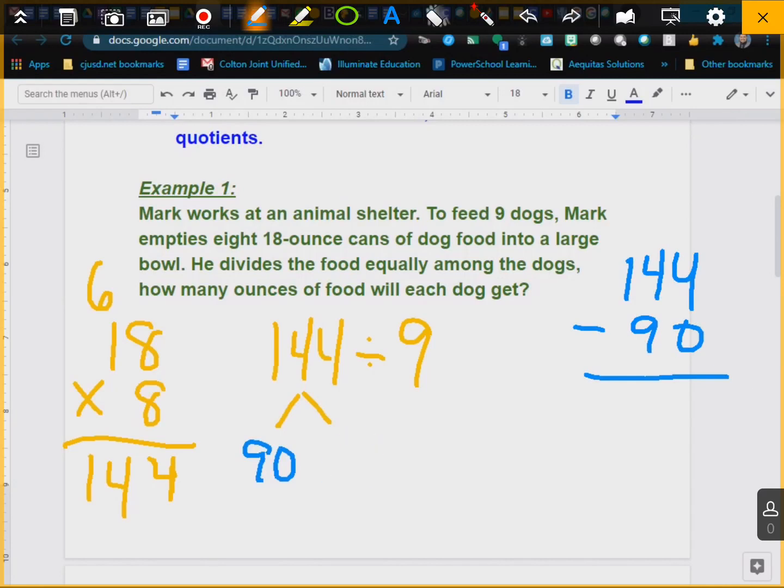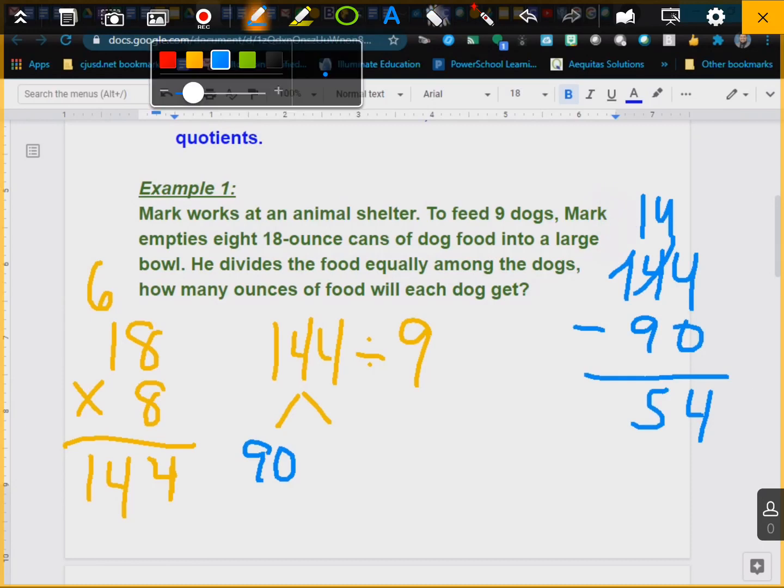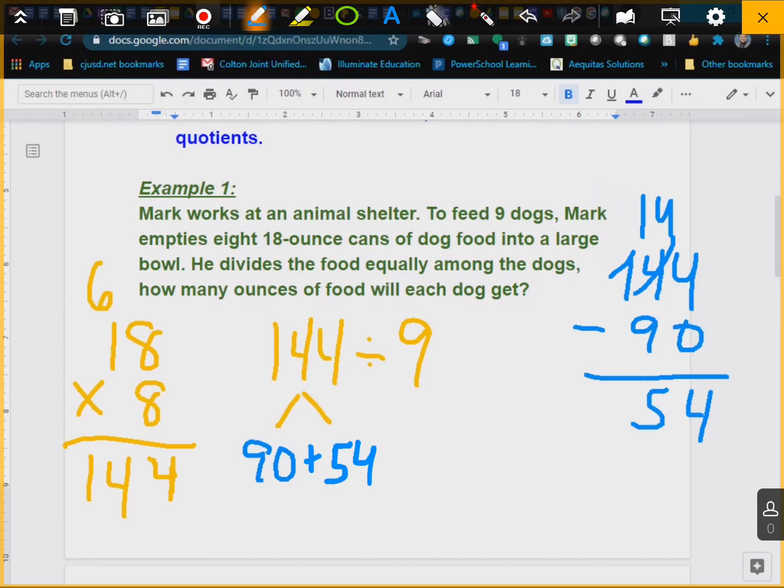Okay, so 144 minus 90, let me do that right now. 14 minus 0. Oh, I'm sorry, I did that totally wrong. 4 minus 0 is 4. 14 minus 9 is going to go ahead and be 5. And so it's going to be 54. Okay, so 144 minus 90 is 54. So 144 is the same as 90 plus 54.